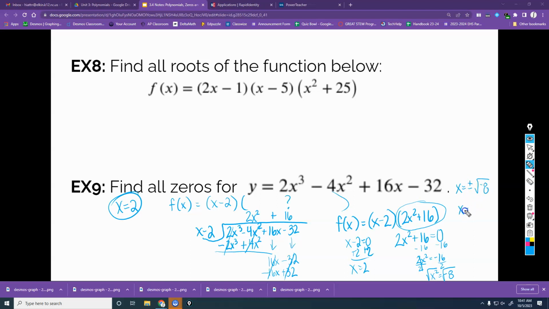Can I take the square root of negative 8? No, I cannot. So I got to do negative 1 times, can I break down 8? It would be what? 4 and 2. So the square root of negative 1 is i. The square root of 4 is 2. That's going to go on the outside. Can I take the square root of 2? I cannot. It stays on the inside of the square root. So here are your other two zeros: positive 2i square root of 2 and negative 2i square root of 2.